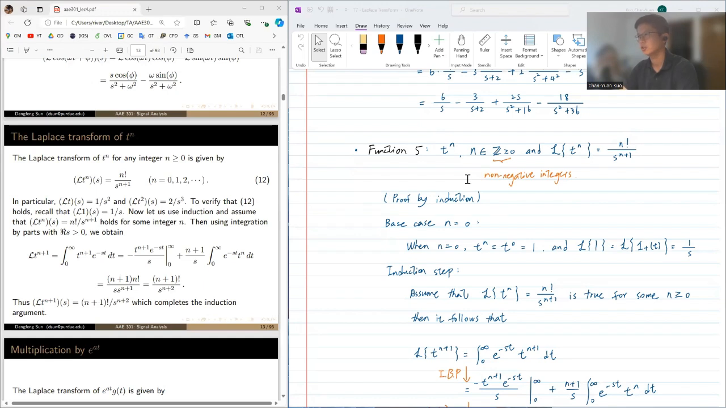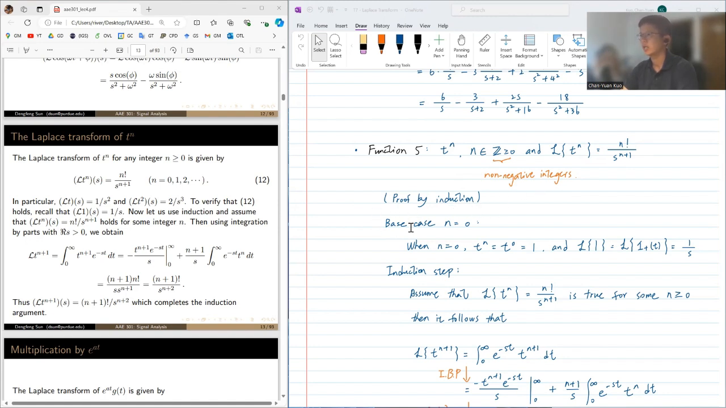And for the fifth function, we will look at the function t to the power of n, and n here is a non-negative integer. And the Laplace transform of t to the power of n will equal n factorial over s to the power of n plus 1. To see this, we will have to rely on proof by induction.